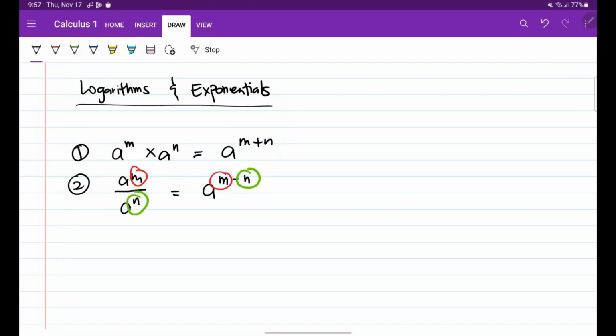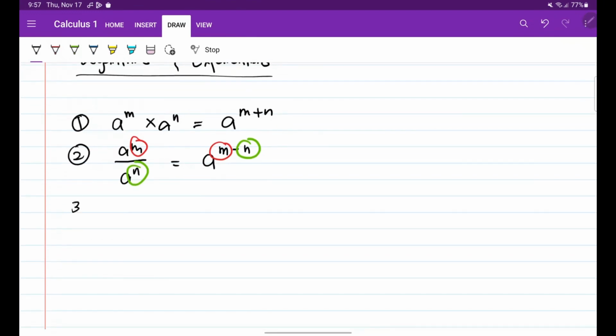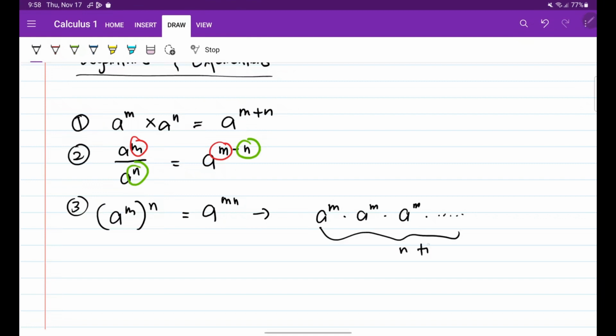And then we also have power rule. So power rule is a to the m raised to n, and this is equal to a to the m times n. So minumultiply lang. Yung logic dito is if you have a to the m n times, then you have a to the m times a to the m times a to the m, dot dot dot, n times. So basically you are multiplying by n. So a to the m times n.